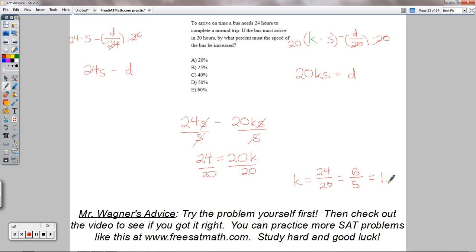That can be written as a decimal as 1.2, which can be written as a percent as 120%. Move that decimal 2 spots. And so how much faster is 120% of the speed compared to 100% of the speed here? That's 20% faster. You'd have to go 20% faster to make that happen. So this one, choice A it is.